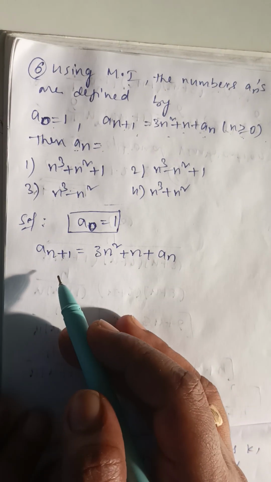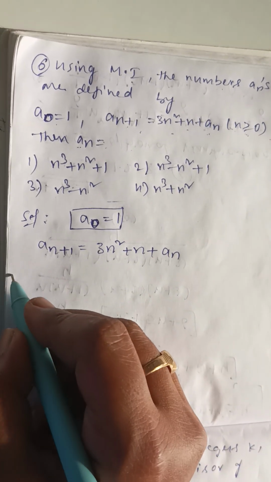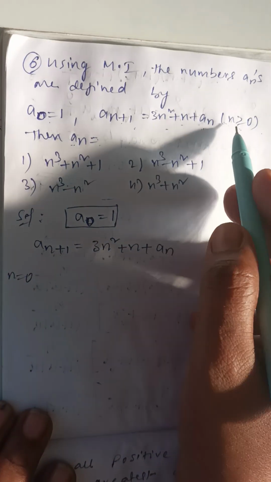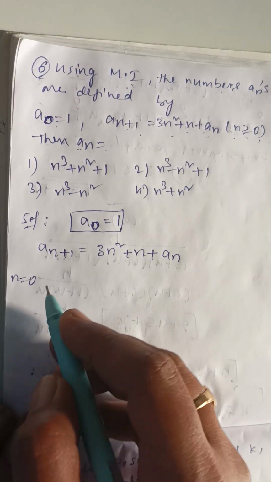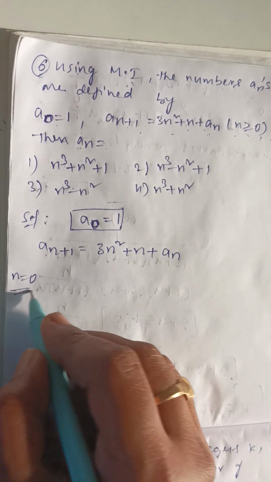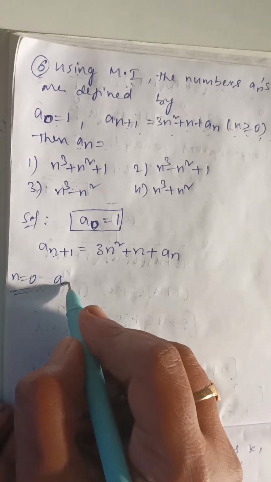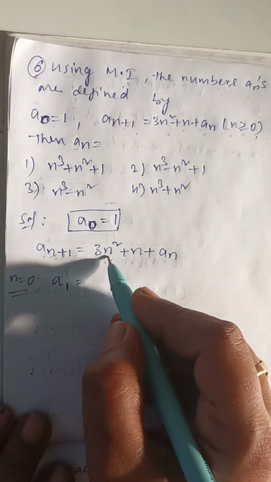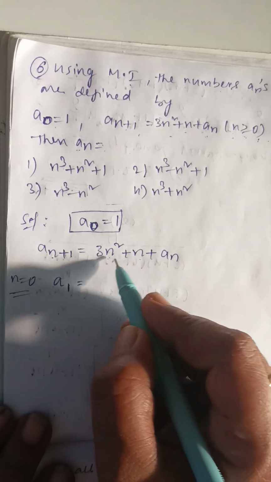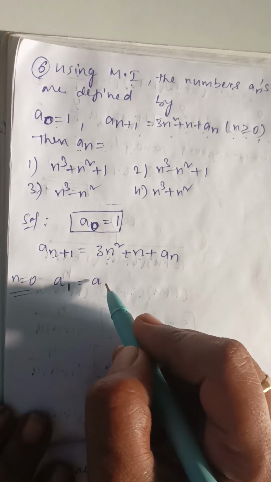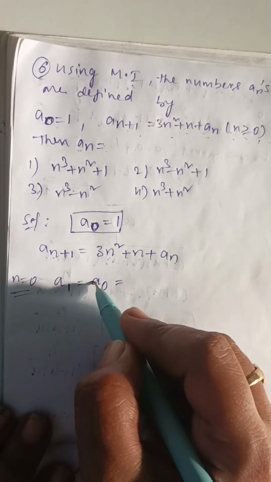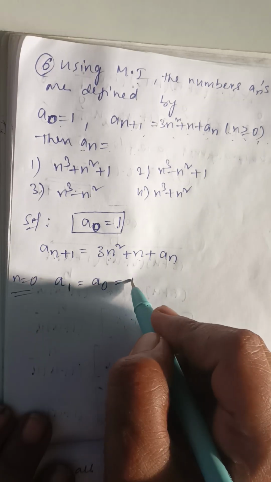So in the place of n, substitute n equal to 0, because here n is greater than or equal to 0. We can start with 0. So put n equal to 0. Then a(0+1) is a1. In the place of n, if you take 0, then these two terms are zeros. Plus it is a0. But a naught is given as 1.